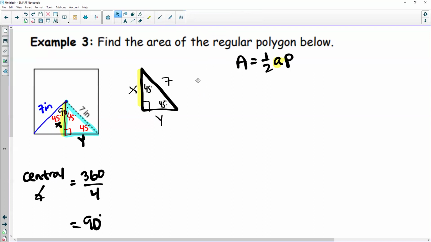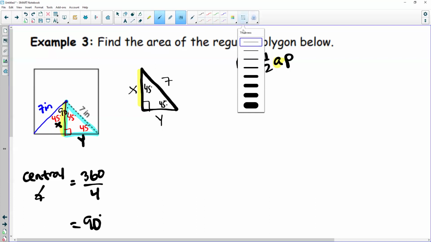So we're going to use special right triangles. You could use trigonometry if you want, but honestly, special right triangles is going to be pretty easy to work with here. So if we're doing special right triangles, then this is a 45, 45, 90. We're working with the hypotenuse is a square root of 2. Your legs are a and a.